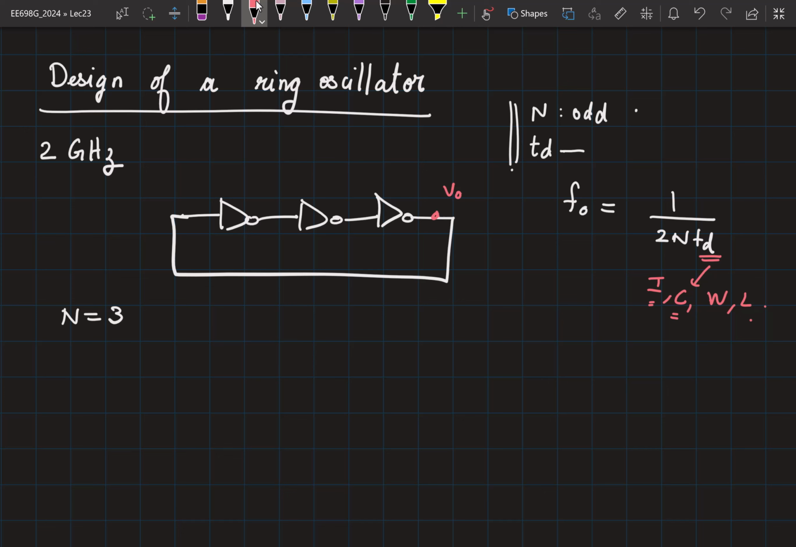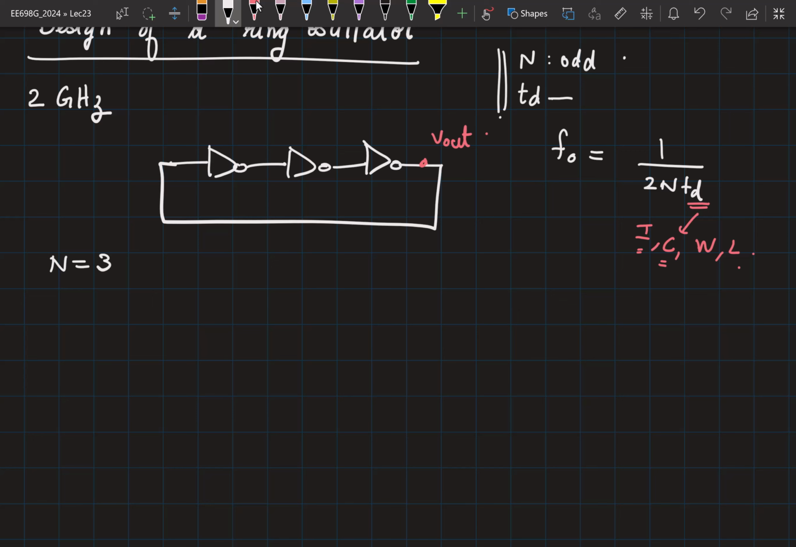Let me call this as V out. Do you think these will be perfect square waves at the output? This is not going to be a perfect square wave at all, right? It's more like a distorted sine wave. And the reason is, if I were to call this as N1, N2, N3, the moment you have transition in N1, your N2 will start to fall down somewhere here, right? Your N3 is going to go up somewhere here, which means by the time your N3 is going up, it's time for the N1 to fall down. So it's going to fall down very quickly. So it's going to look more like a distorted sine wave than a proper square wave.